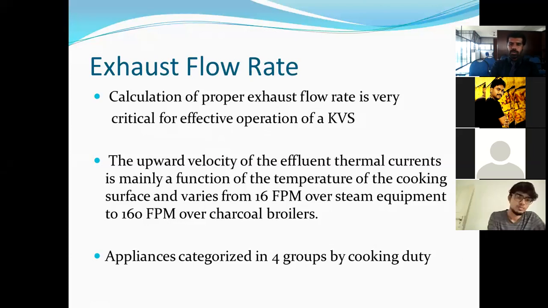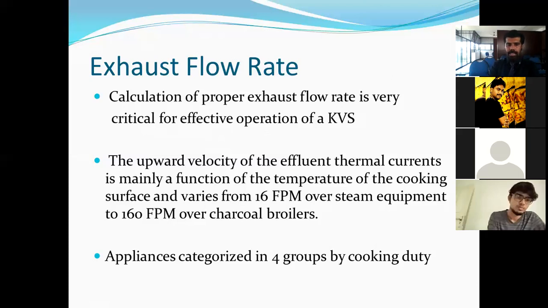The upward velocity of the effluent, here meaning the fumes, or thermal currents, is mainly a function of the temperature of the cooking surface and varies from 16 FPM over steam equipment to 160 FPM over charcoal broilers. So there are different equipment and different applications and appliances, and according to that, the upward velocity of the fumes may change. Some cases it will be 16 FPM; it may even go to 160 feet per minute. That much speed can happen.